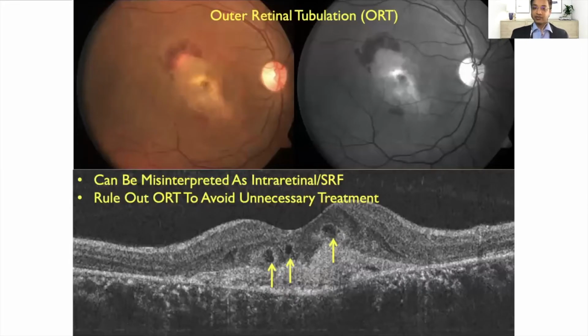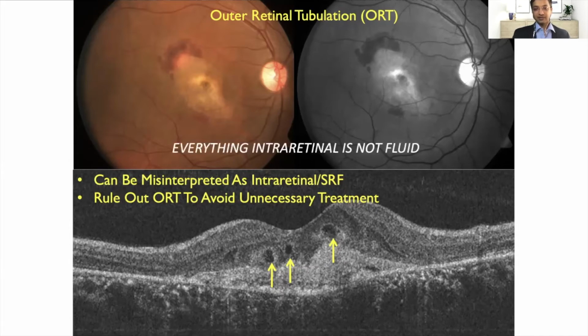Not every hyporeflective space on OCT is fluid. As in this case, you can see a well demarcated high reflective border and a circular lesion. And within that lesion is the hyporeflective area. These are called outer retinal tubulations. They're not to be misinterpreted as subretinal fluid or intraretinal fluid. These are attempts by the photoreceptors to regenerate, usually occur in late stages of CNVM, and it's not necessary to treat them with anti-VEGF injections.